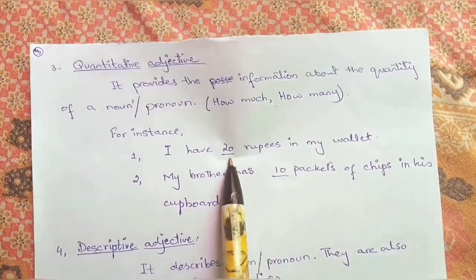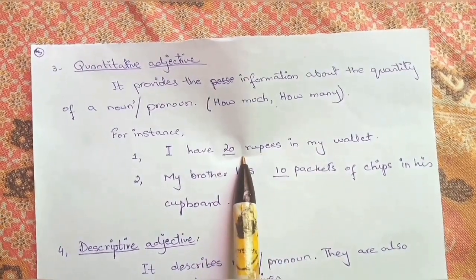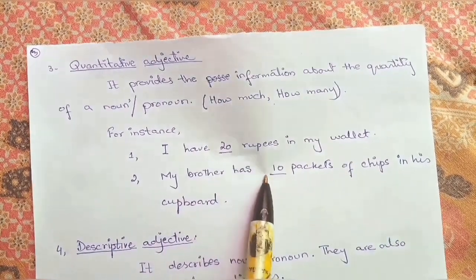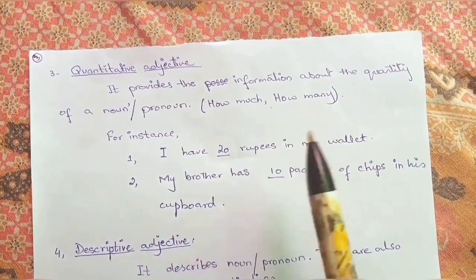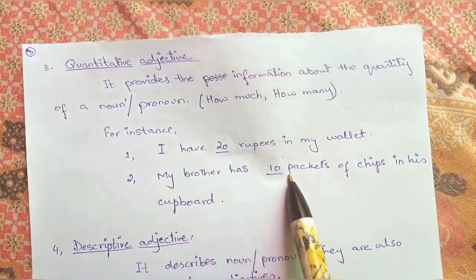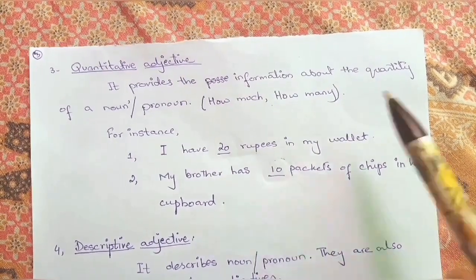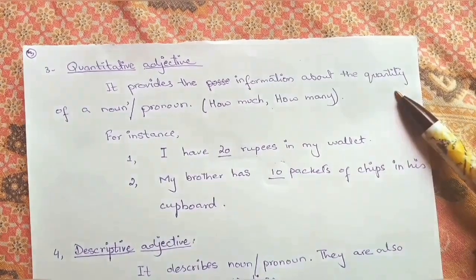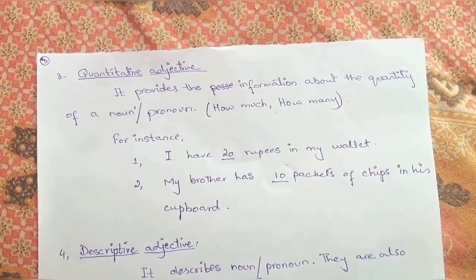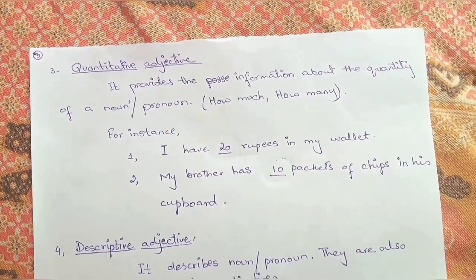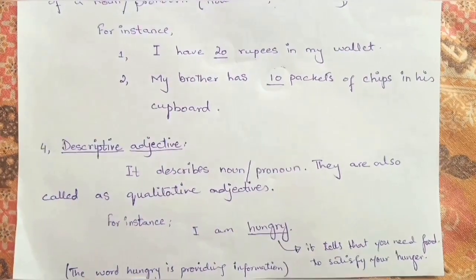How much, how many? 20 rupees. This is telling you the quantity. Whereas if I say my brother has 10 packets of chips in his cupboard, over here, 10 is also showing you the quantity. It is telling you the quantity. So this is a quantitative adjective because it is describing something in the form of number.